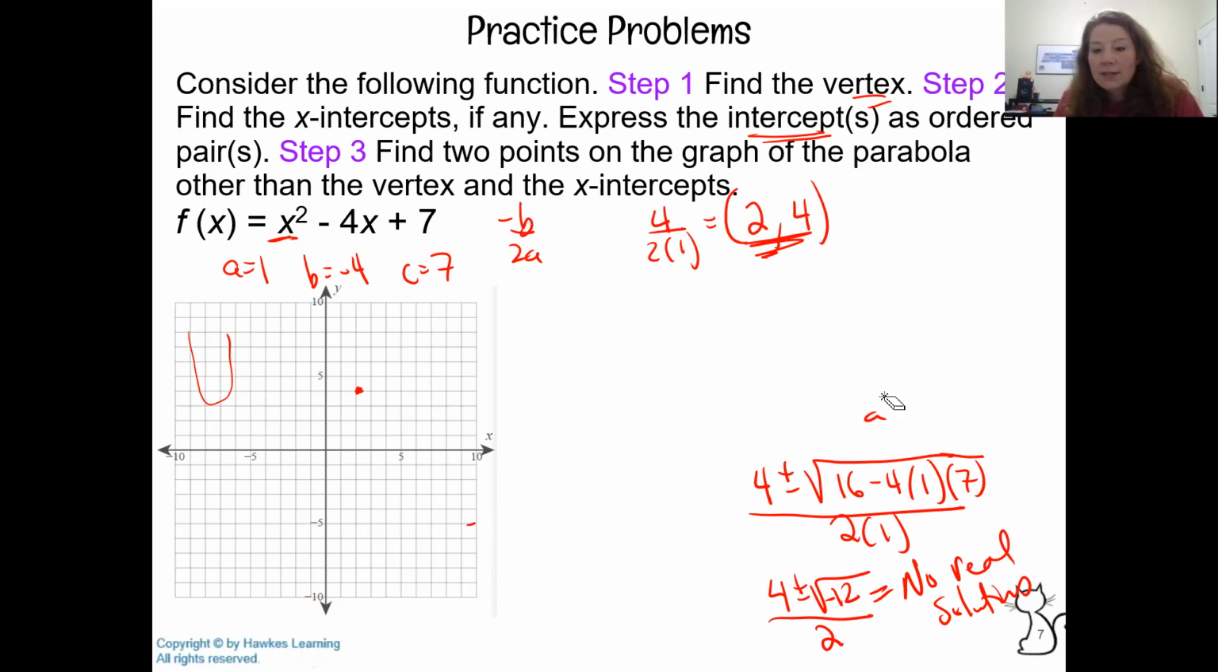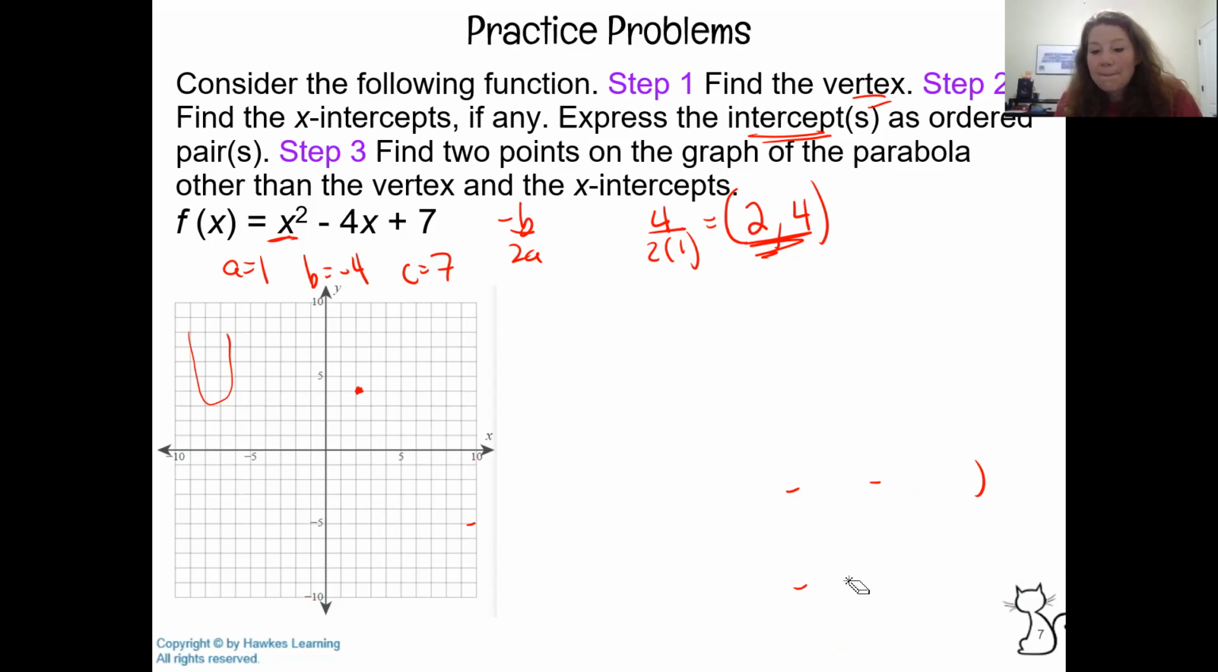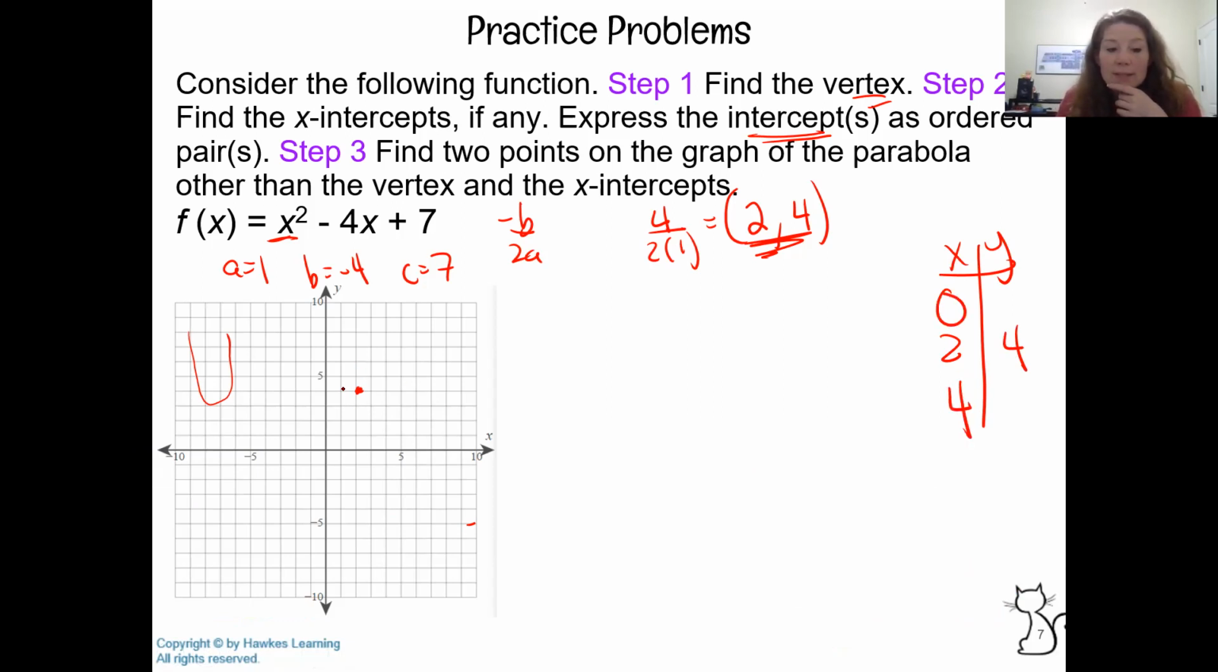Sorry, I gotta just erase this a little bit at a time. Okay, now we need two other points. The one thing we do know is that when x is 2, y is 4. So let's see what happens when x is, we can either do 1 and 3, or we can do 0 and 4. Let's do 0 and 4. We don't want to be right beside the 2. Let's do a little bit further away. Since it's very symmetrical, those two values should be the same.